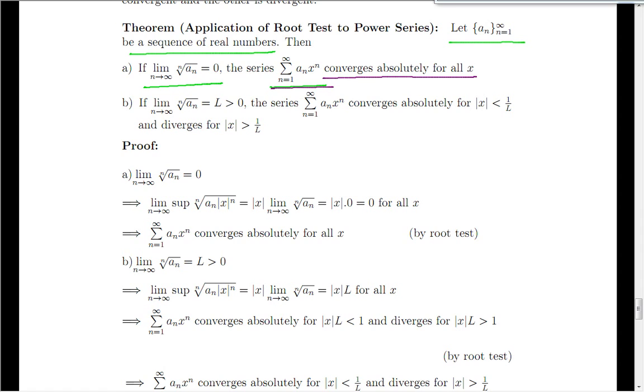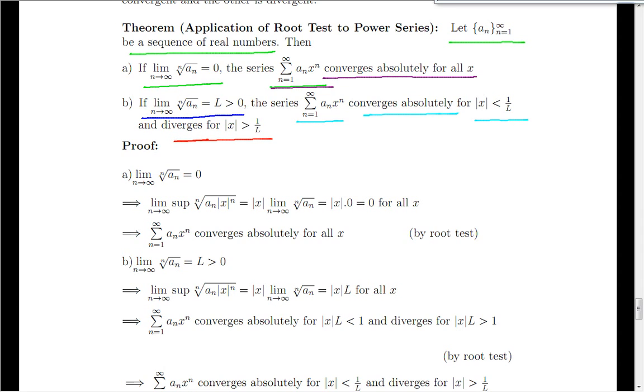Secondly, if the nth root of a_n converges to L and it is positive, then the power series a_n x raised to n converges absolutely for all x such that mod x is less than 1 by L, and it diverges for mod x greater than 1 by L. So let us see the proof of the first result.